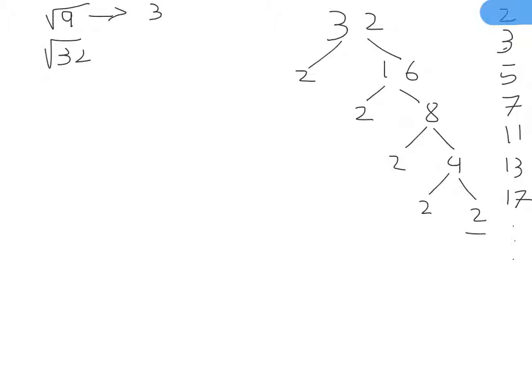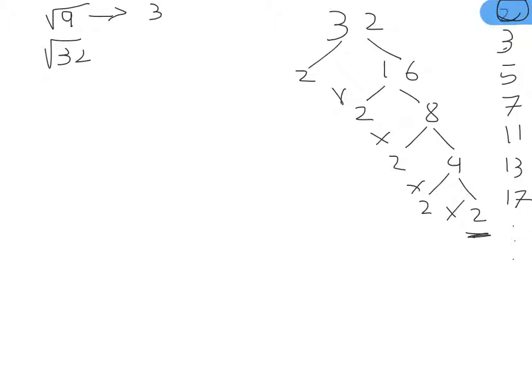Now, we stop there because we found a 2, and 2 is obviously already a prime number, so we cannot go further. So now we found that 32 is the product of 2 times 2 times 2 times 2 times 2.